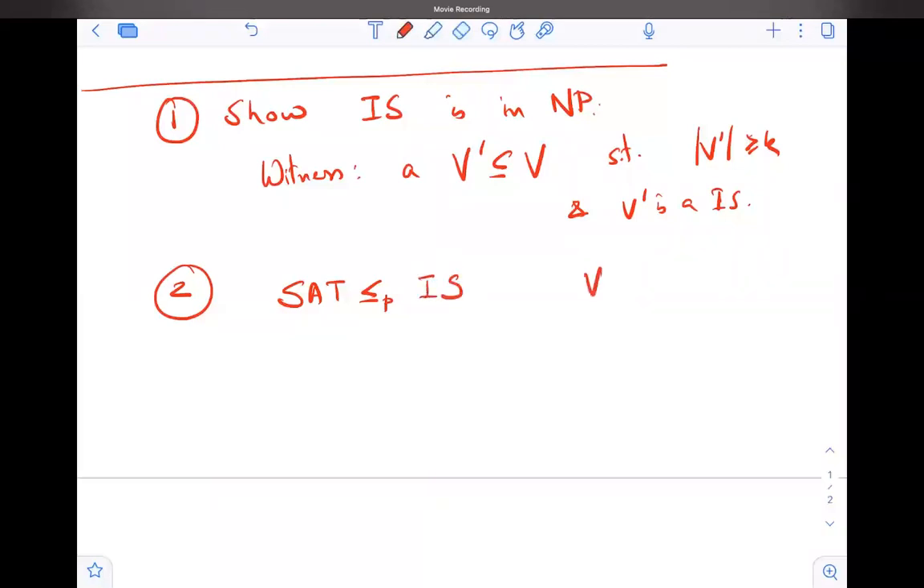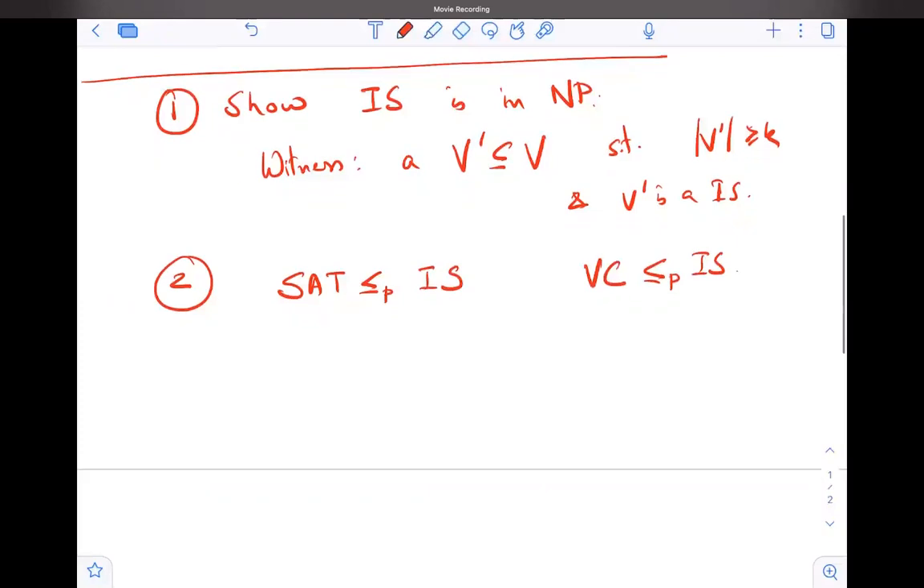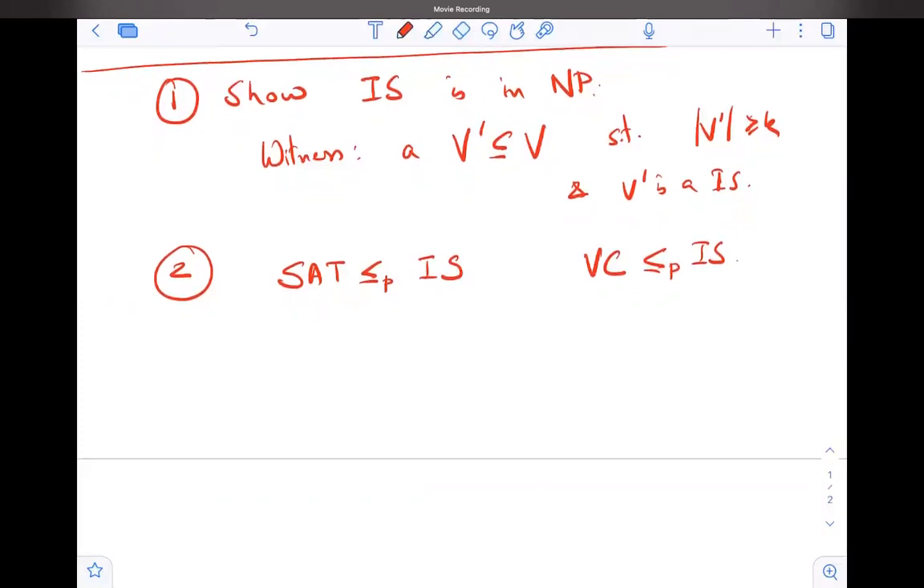Or you can show vertex cover is less than independent set. Or you can show anything, ILP is less than independent set. Either of them, any of them is fine. So whenever you are faced with this kind of a problem, the first thing is that all of them are correct. If I am telling you to prove that independent set is NP complete, you know that there must be a proof that helps us to prove this.